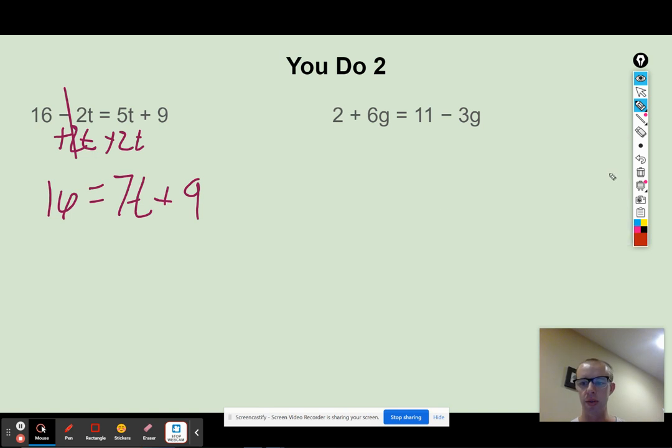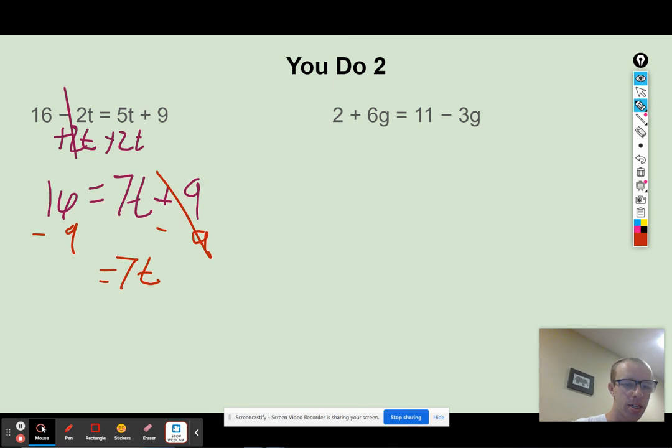All right, now I have a two-step equation. I'm going to get rid of a plus 9 by subtracting 9 on each side. These cancel. I didn't use the 7t, so it drops straight down. 16 minus 9 is 7. We get 7 equals 7t. It helps to remember what this is asking us. This is saying 7 times what unknown number. Remember, a variable is just an unknown number. 7 times what gives me 7? 7 times 1 gives me 7, so I know t is equal to 1.